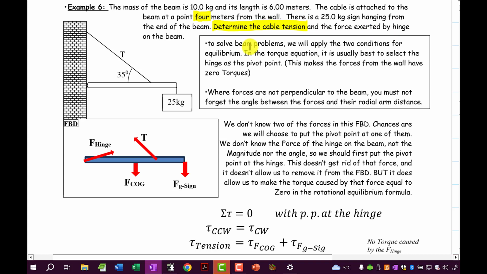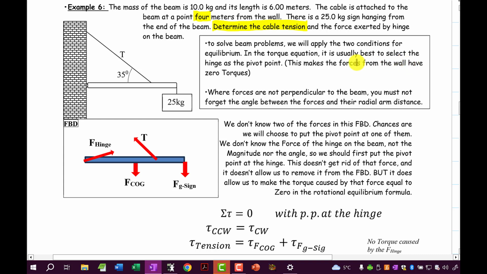To solve the beam problems, we're going to apply the two conditions for static equilibrium. In the torque equation, it is usually best to select the hinge as the pivot point. This makes the torques caused by the forces that the wall exerts equal to 0.